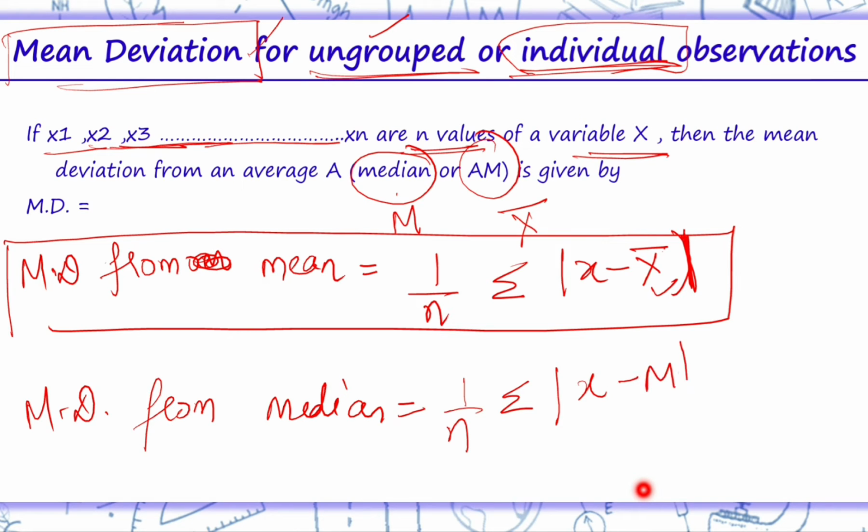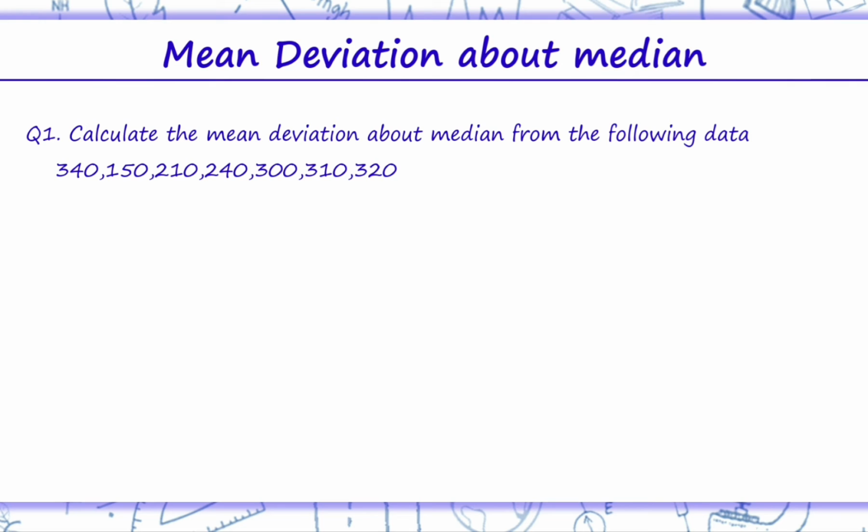So x minus m. This is mean deviation about mean and median for individual observations. Coming on to the question. As you can see, these are individual observations, so we have to calculate the mean deviation about median. For calculating the median, we arrange this data in increasing order.